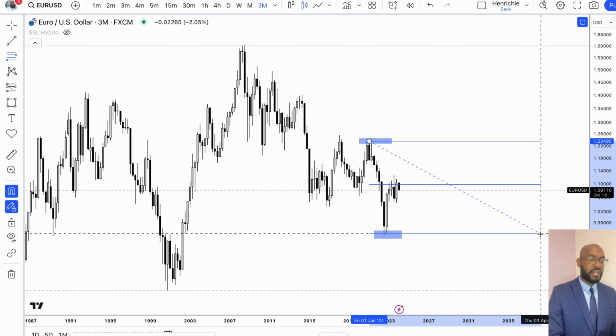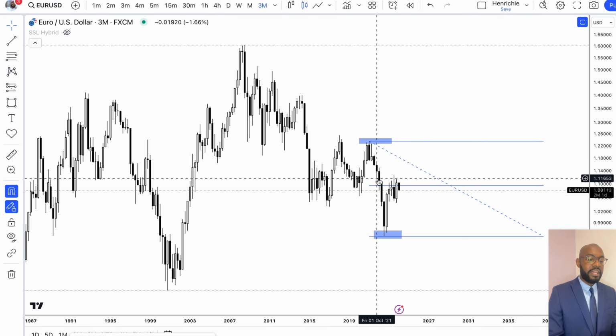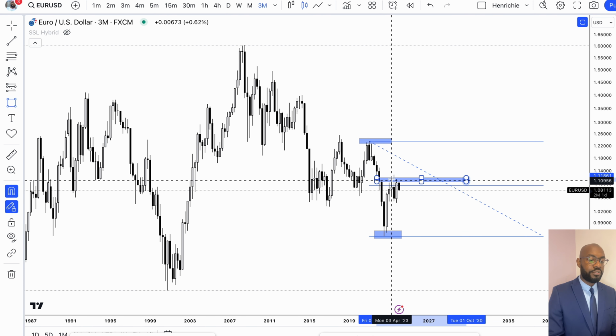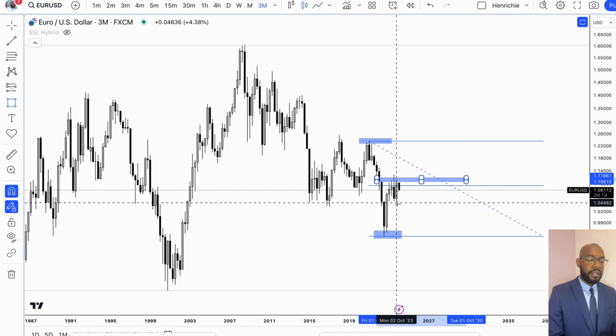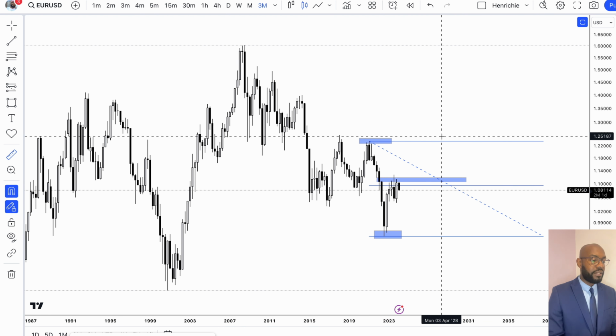Then you use the Fibonacci again, put it at the high, put it at the low. And right here, we come into the inefficiency. You can see that. And that would have been an opportunity for you to sell. And right there, if you had sold this to the downside, you would have made profit. Now let me show you.